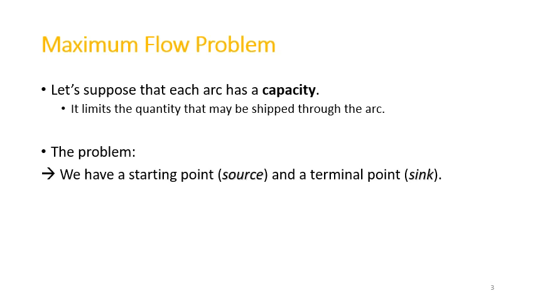So the problem is to have a starting point, the source. You can think about the source of water, the source of oil, the source of cars getting into the city, the source of items or goods flowing out from a factory. And then we also have a terminal point, which is called a sink. The sink is the place where all these flows gather together. So the source is where the flows go out, and the sink is the point where all of those flows go in.